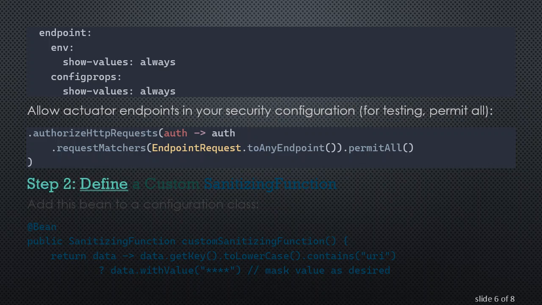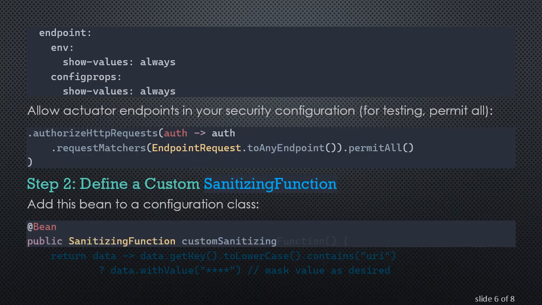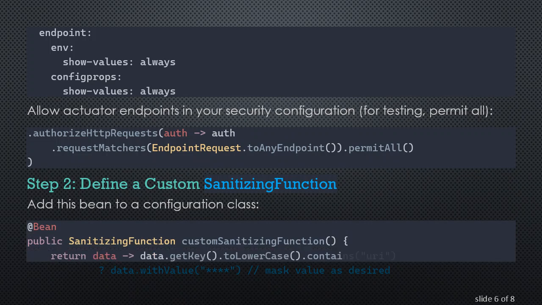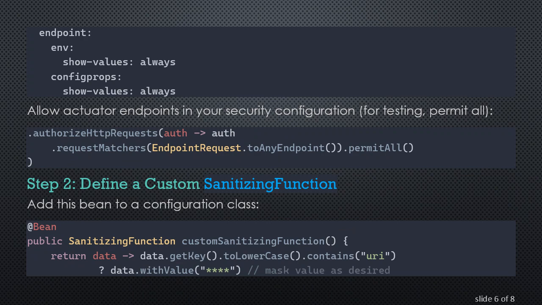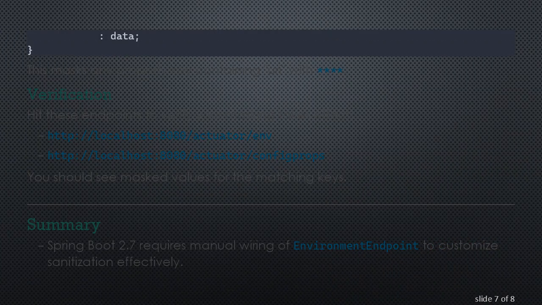Step 2. Define a custom sanitizing function. Add this bean to a configuration class. This masks any property key containing URI.